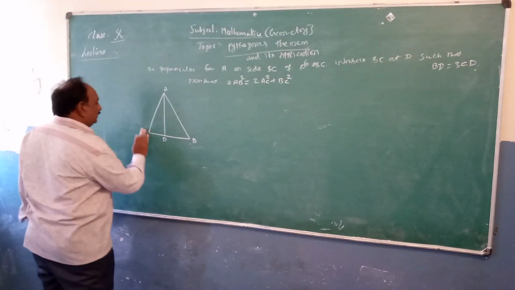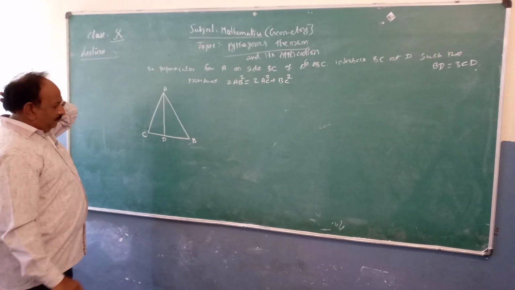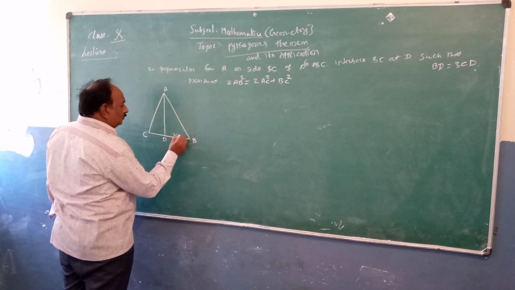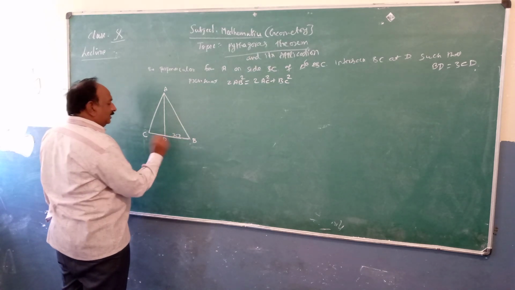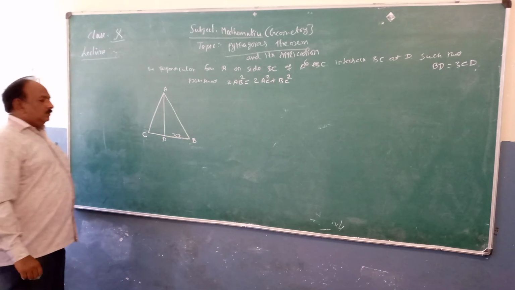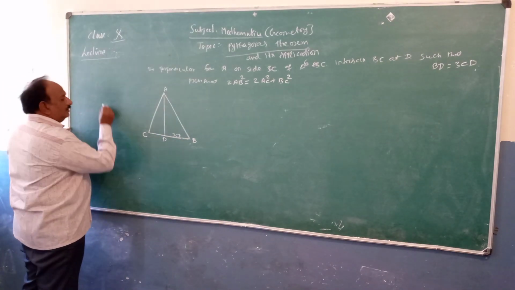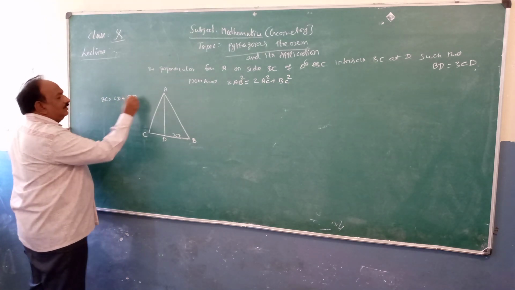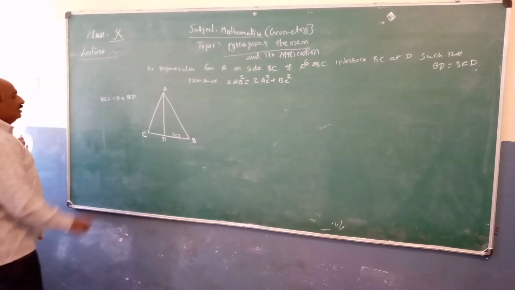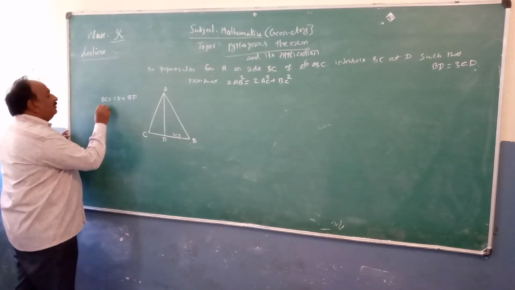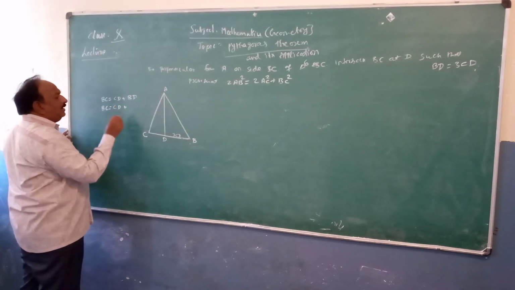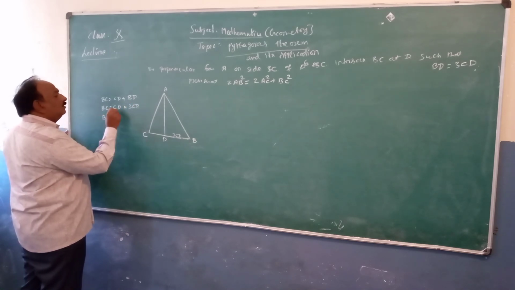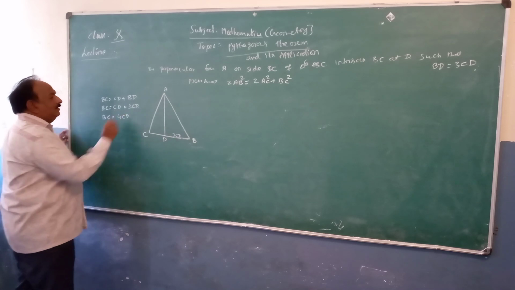This is BC. Intersect ABC, BD is equal to 3CD. This is BD. So, what is BC? BC is equal to CD plus BD. BC is equal to CD plus, what is BD? 3CD. BC is equal to 3 plus 1, 4CD.